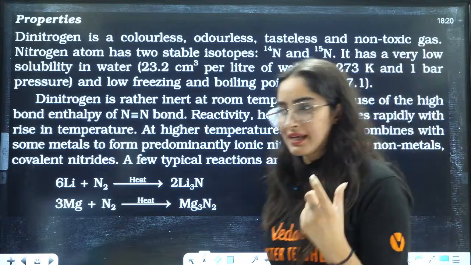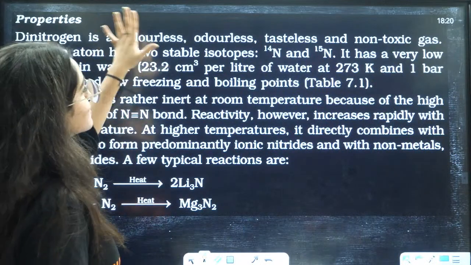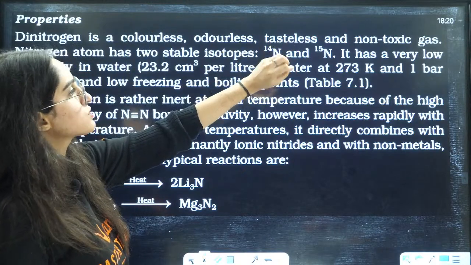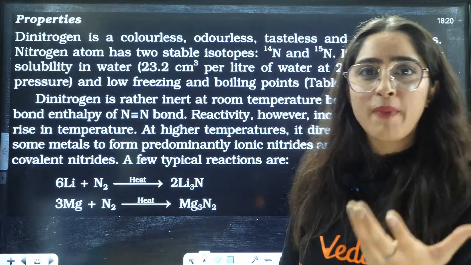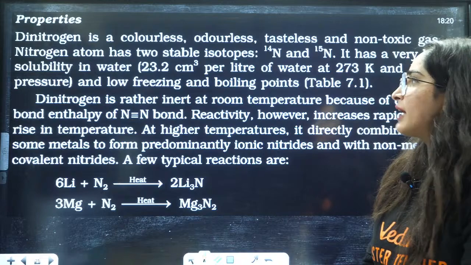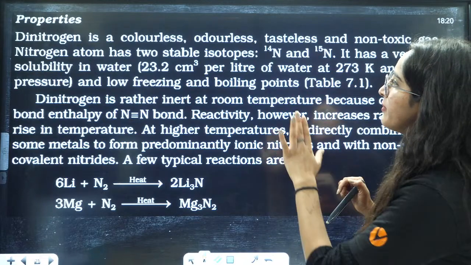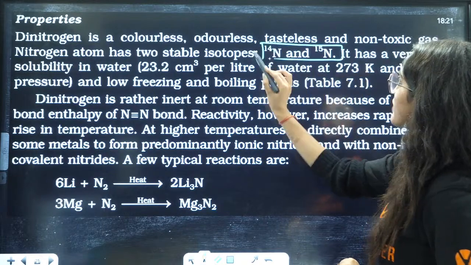Now let us see the properties here. Properties are important, right? Dinitrogen is a colorless, odorless, tasteless, non-toxic gas. It is also there in your Lay's, Kurkure packets, right? To increase the shelf life of that thing. Now the nitrogen atom has two stable isotopes. These are the two stable isotopes of nitrogen.